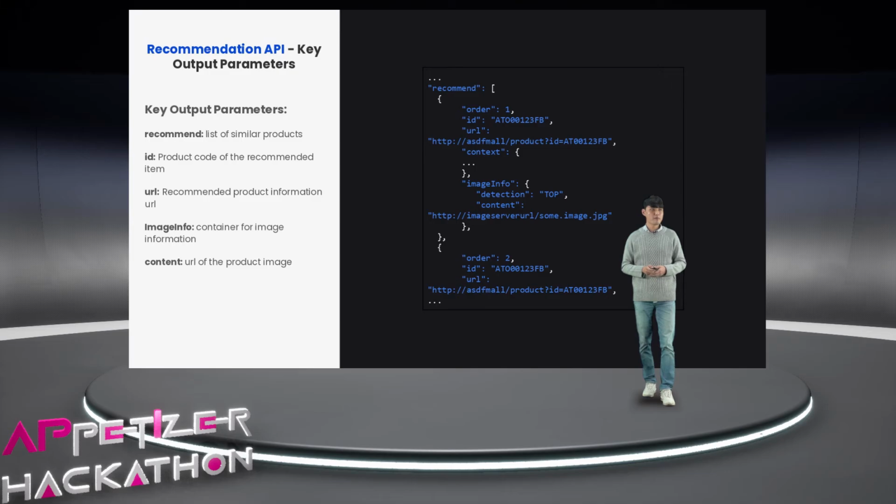And these are the key output parameters to the recommendation API. First, you have recommend, which is a list of similar products. There's ID, which is a product code of the recommended item. The URL, which is URL information of the product. There's image info, which is a container for the image information. And inside that, there's content, which is the URL of the actual product image.